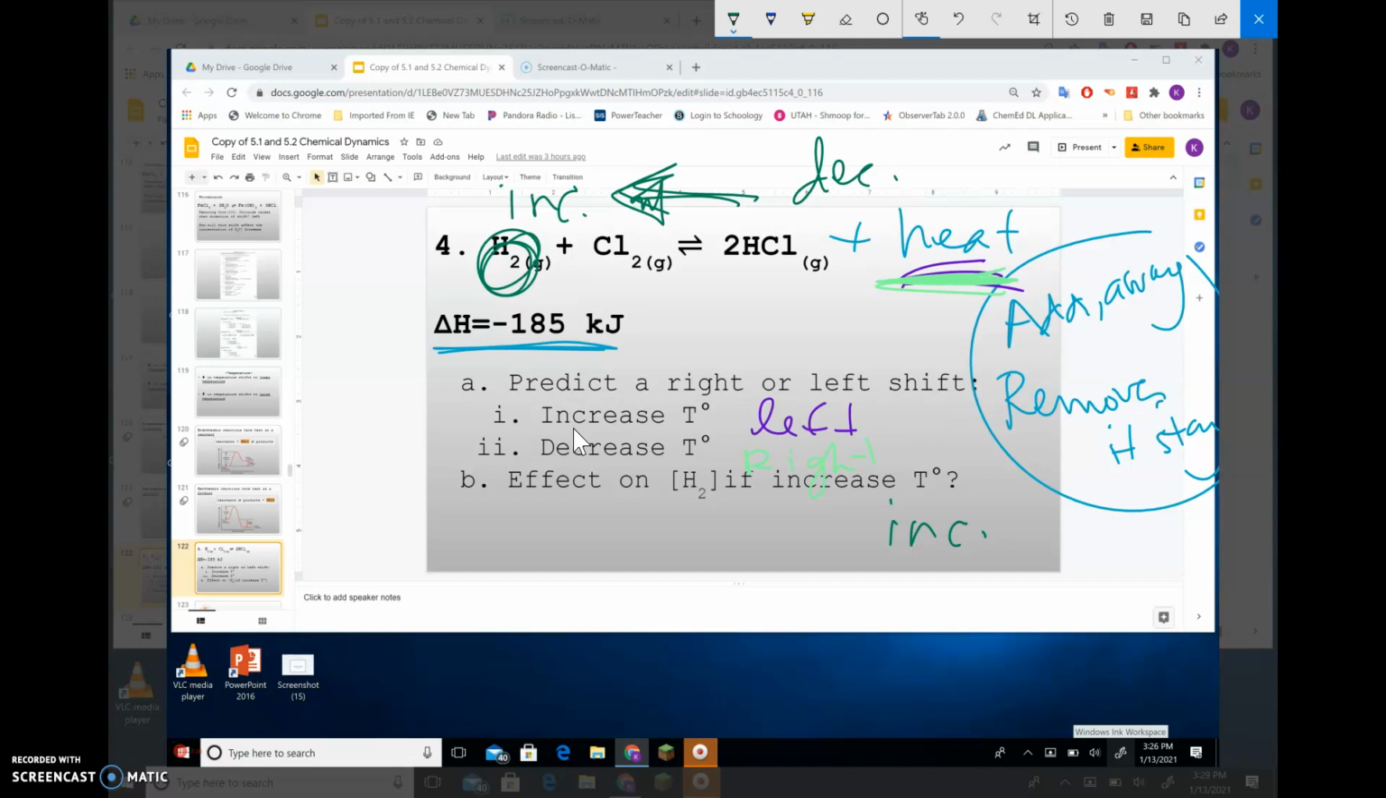They move faster. When they move faster, there's more collisions. When there's more collisions, there's more probability that a proper orientation to create that product will occur, and so therefore you're going to create more products. So that's what's happening on the molecular level with this heat being added.